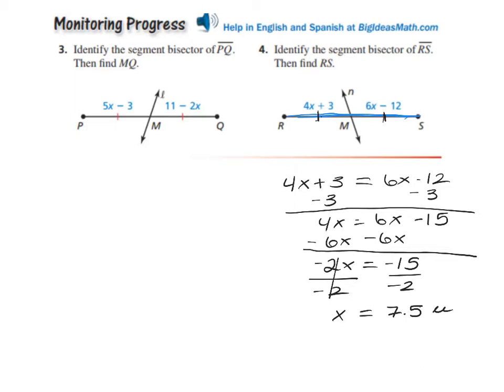Yes? So what does that tell me? That says that one part is 7.5, RM, so MS must be 7.5 as well. So the entire length must be 15. So 15 units. Do you see how I did that? Questions? All right.